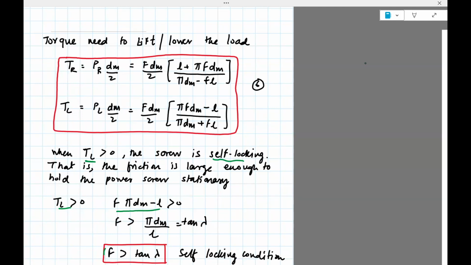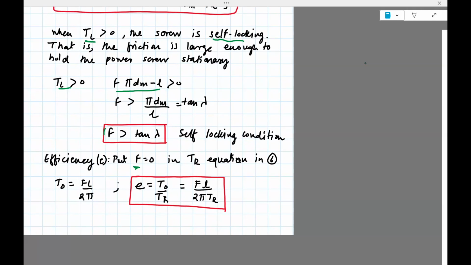So if there's no friction, you have a very efficient screw, which means you can transmit most of the power. Everything you put in will go into lifting the load, and nothing will be dissipated through friction. So that's your case where friction is 0, or highly efficient, so that would be 100%. That would be T0 divided by TR. So you can use this to compute the efficiency of the power screw.